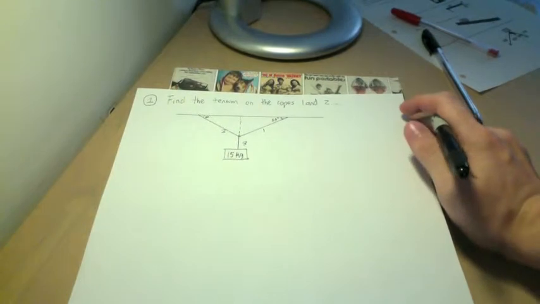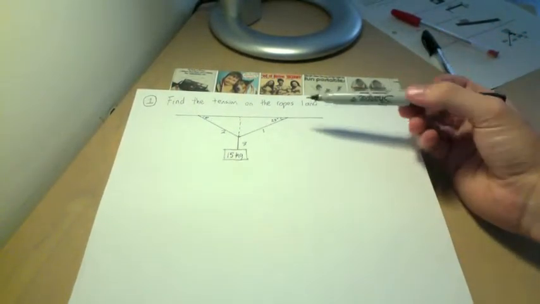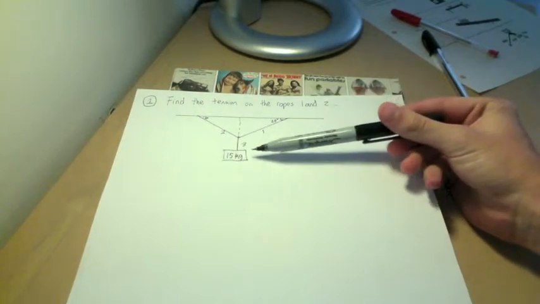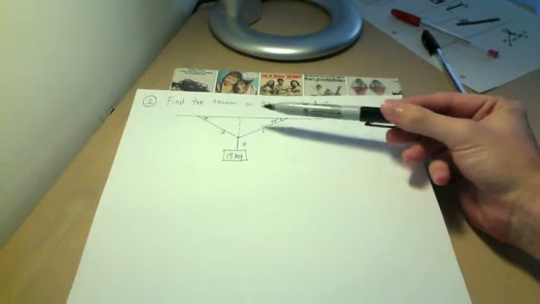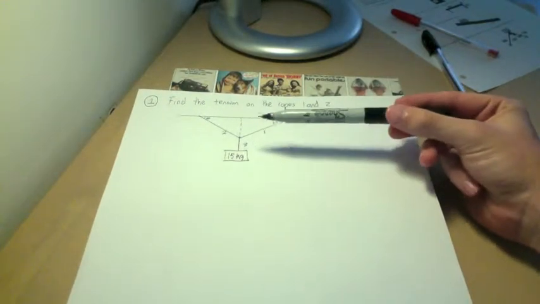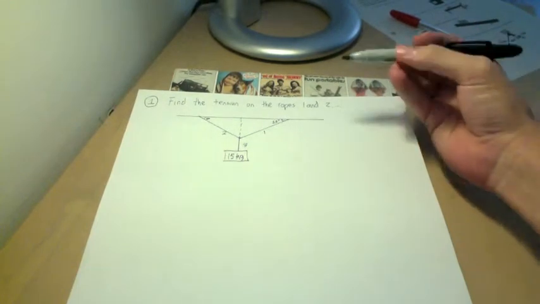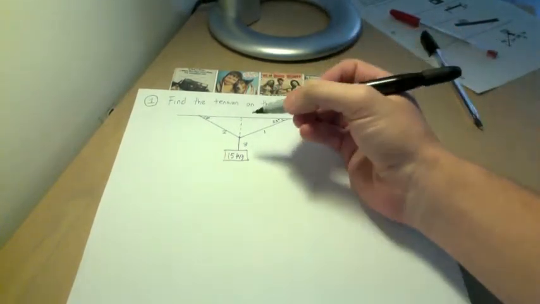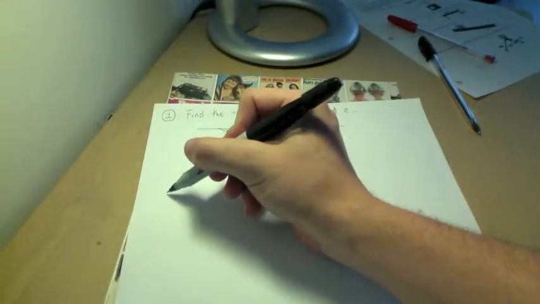The question says, find the tension on ropes 1 and 2. We can see that the picture is a 13-kilogram box that is held by 3 ropes: rope number 1, rope number 2, and rope number 3. To solve this question, we need to do a series of steps. The first step is to do the free body diagram.